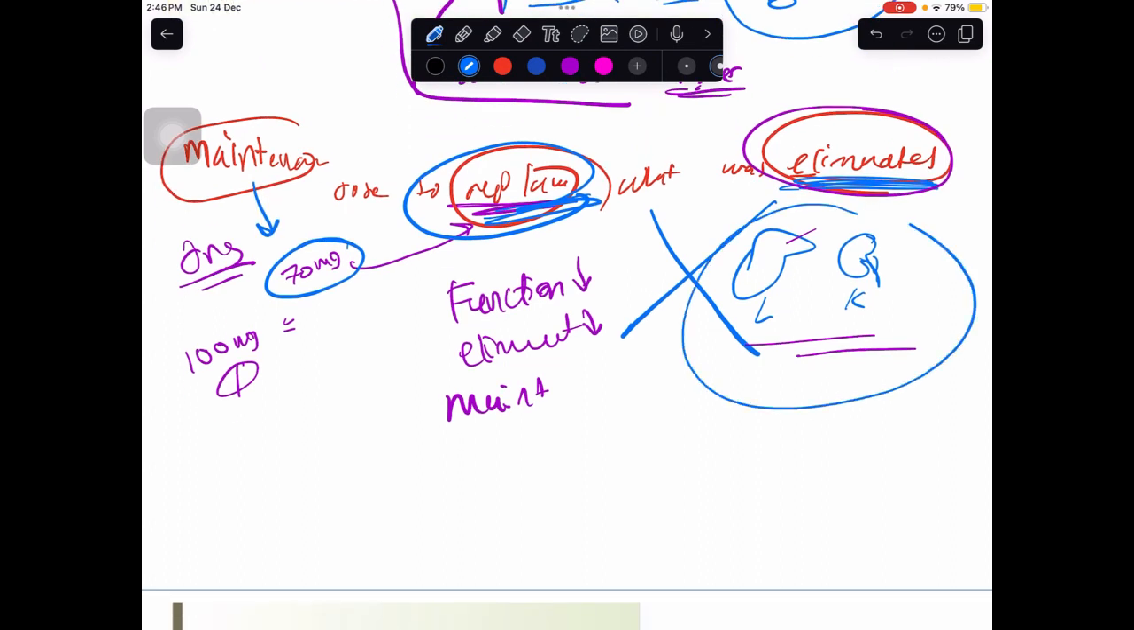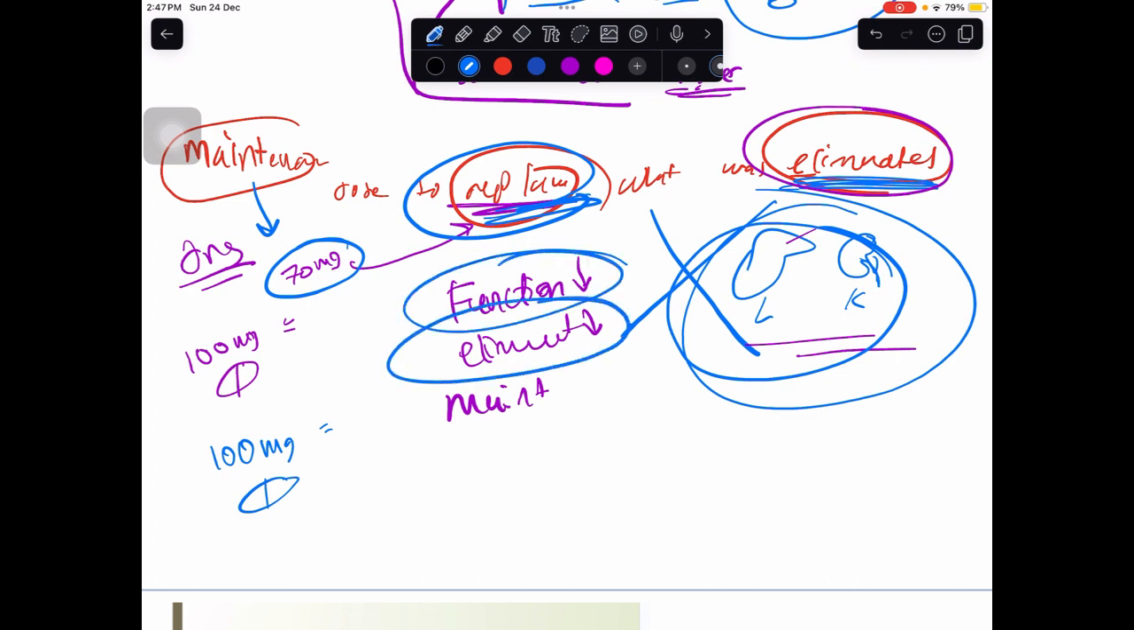But if a patient has a kidney problem, they took 100 milligram instead, because their kidney function is a problem, so the elimination will be a problem. Now the elimination is decreasing, so I will be eliminating only 30 milligram. And what did we mention? We mentioned that the maintenance is the dose required to replace what was eliminated. What was eliminated? 30. I need to replace it.